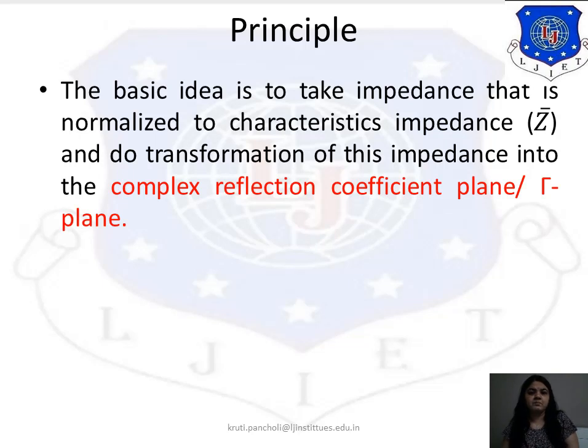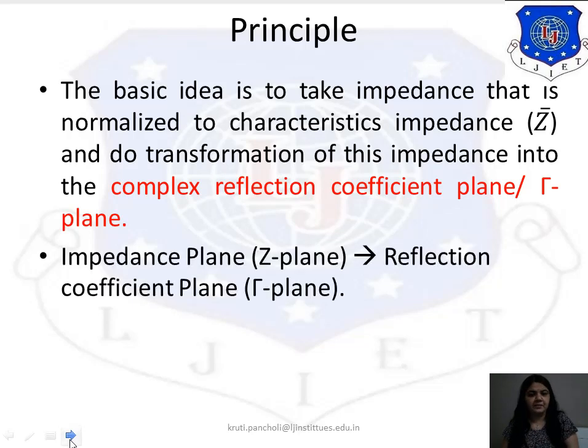The principle. The basic idea is to take the impedance that is normalized to the characteristic impedance and transform this impedance into the complex reflection coefficient plane, or the reflection plane. So the impedance plane is the Z plane, and the reflection coefficient plane is the rho plane.